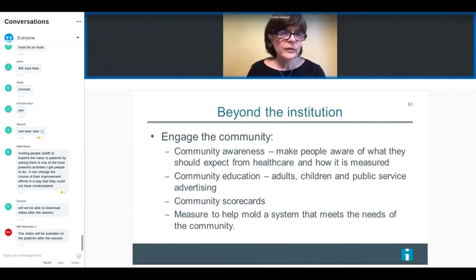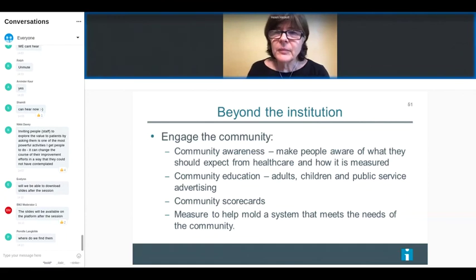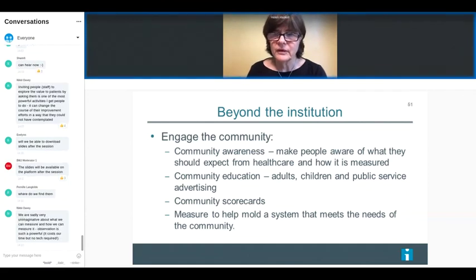And finally, there's the community, another often underused resource. This is how you tie measurement into your local healthcare system. Through awareness raising, making people aware of what they should expect from healthcare and how it's measured, and through education, filling in the gaps that may be exposed by measurement. In some African countries, community involvement has been taken further with community healthcare boards and scorecards on performance of local hospitals. But however you do it, measuring locally helps mold a system that meets the needs of the community.